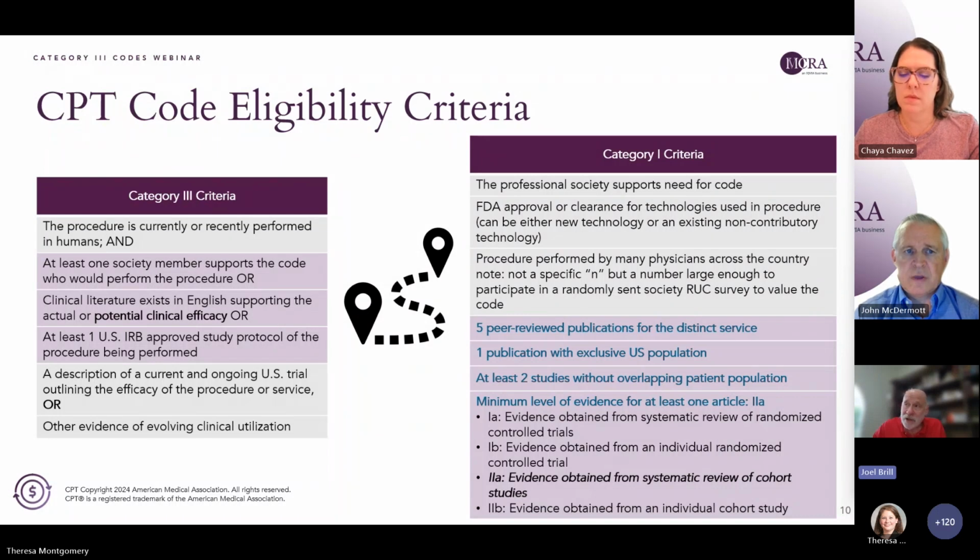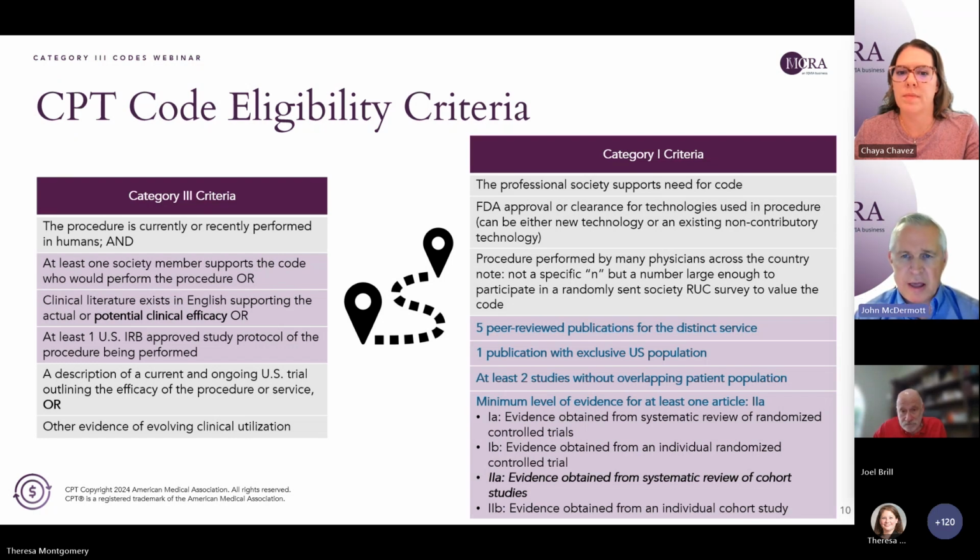So occasionally there have been some procedures which have met all the criteria for Category 1, but are very super specialized. Perhaps it might be something like pediatric neurosurgery, or maybe such as a linear accelerator only available in 2 places in the United States. And in those cases, it's recognized up front that they'll never be able to achieve a statistically valid RUC survey.